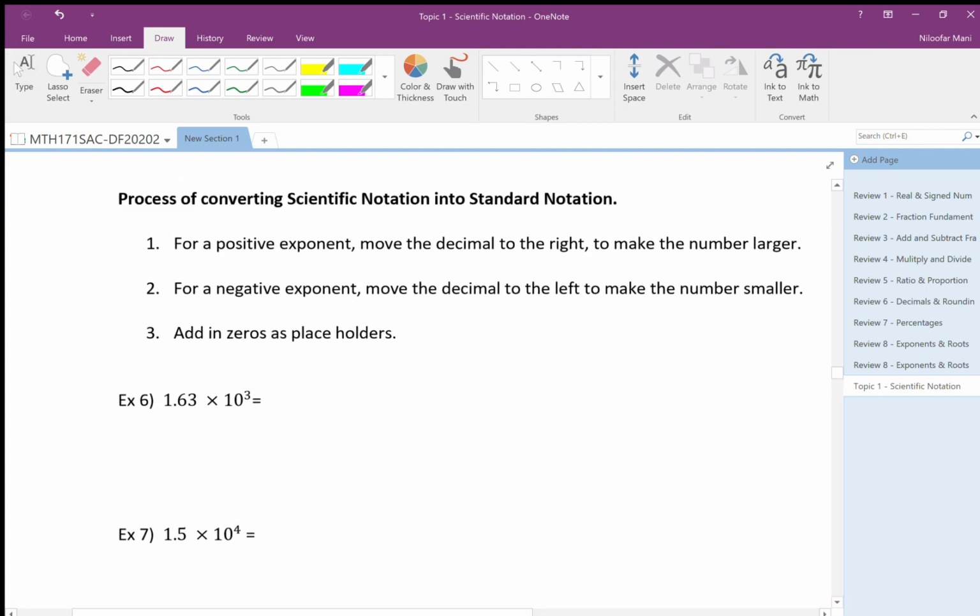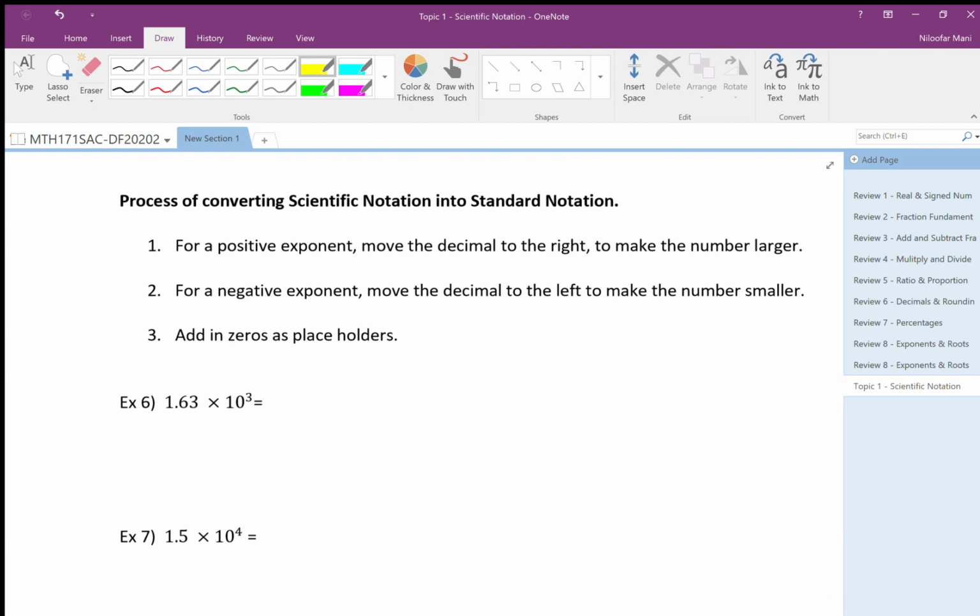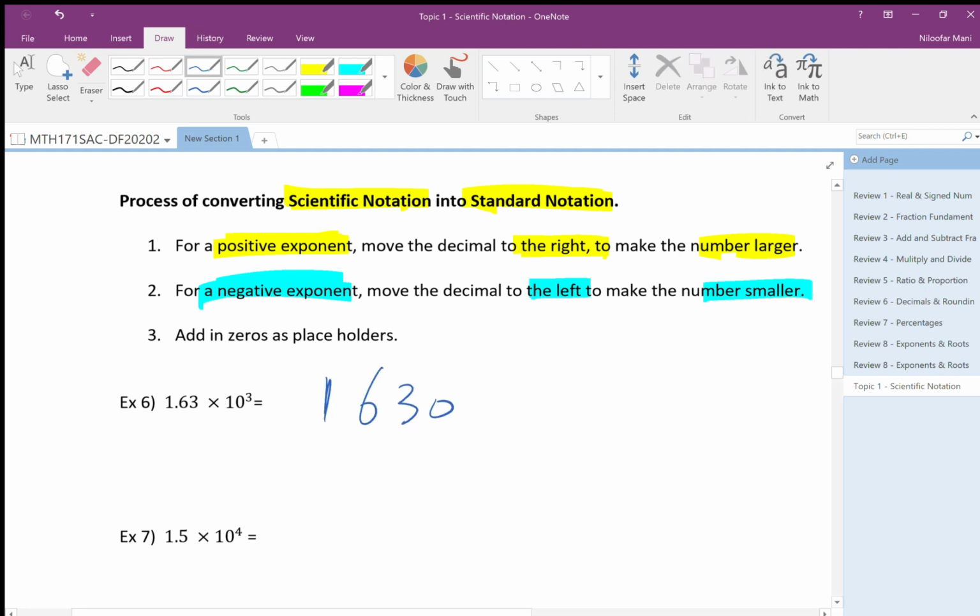Now the process to convert scientific notation to standard notation. Standard notation is when you don't have 10 power, when you show all the digits. This is very easy and more straightforward for a student. If you have a positive exponent, you go to the right and the number becomes larger. If you have a negative exponent, you go to the left and the number becomes smaller. Done. So here this is multiple thousand, so you have 1630. Done.